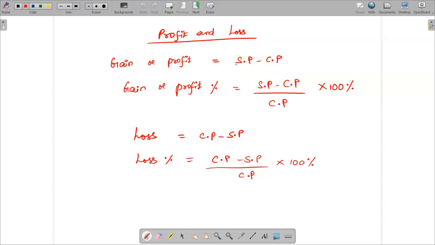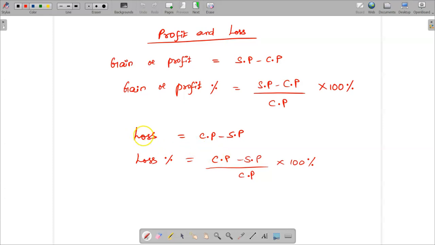Why are we using the numerator as selling price minus cost price? Because we get profit only if the selling price is higher when compared to the cost price. Whatever we bought should be at a much lower price when compared to the selling price, only then will we get the profit. So we use the formula selling price minus cost price.